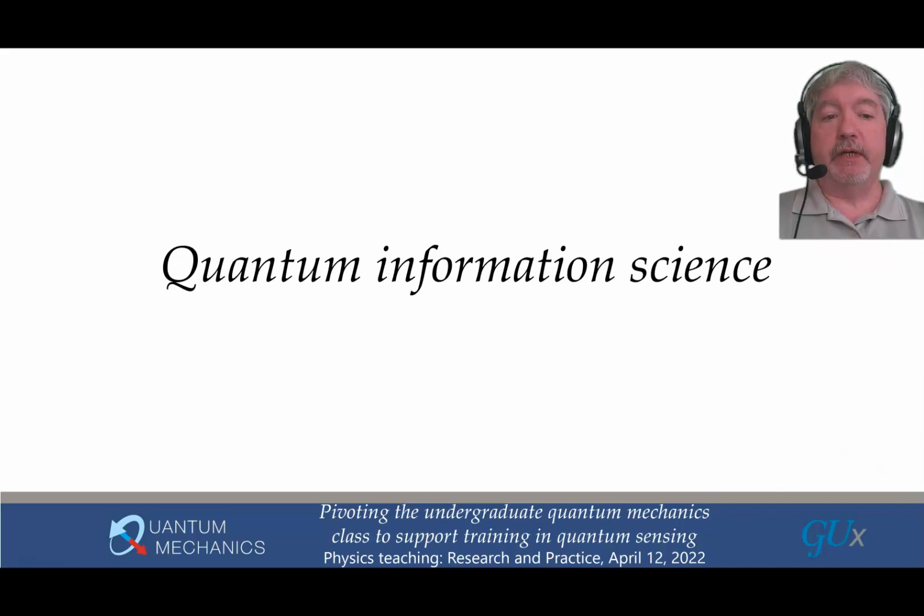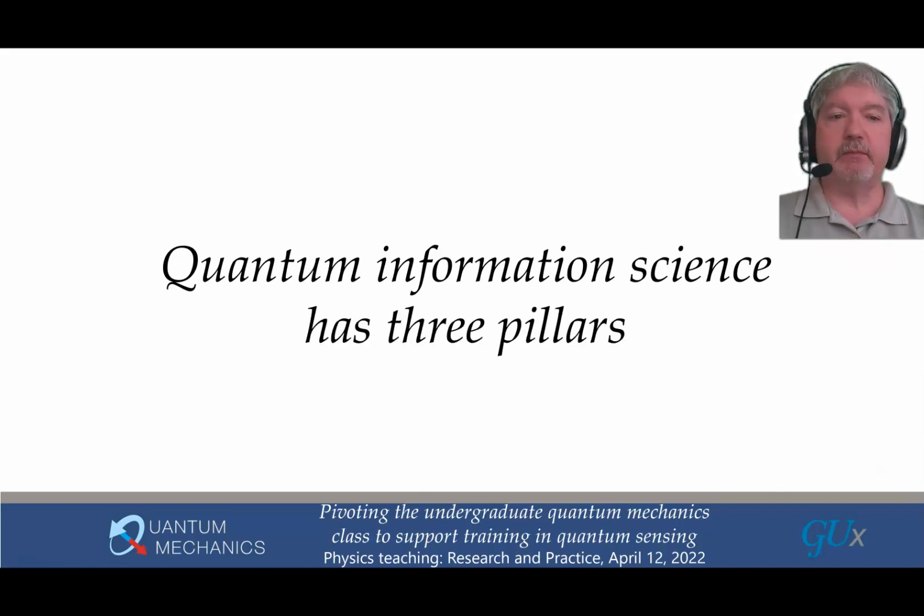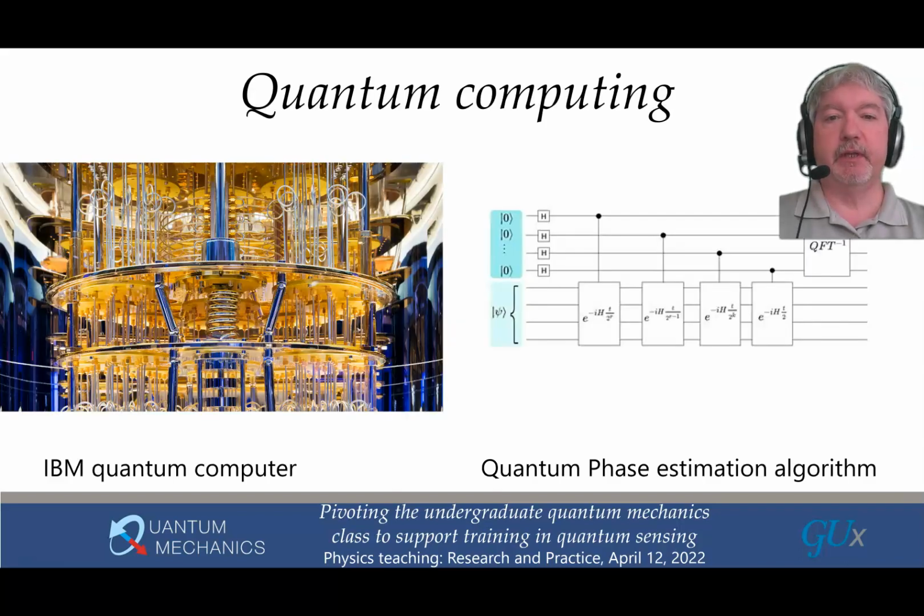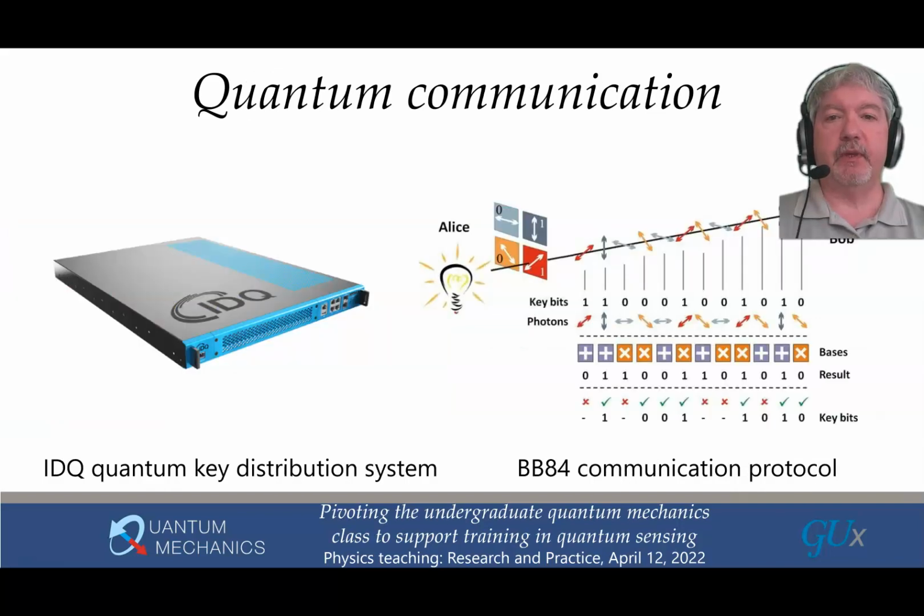So we're now in an age where we need to be thinking about teaching quantum information science, and quantum information science has three pillars. The first is quantum computing, and here I'm showing you an IBM quantum computer and an algorithm that would calculate the quantum phase estimation.